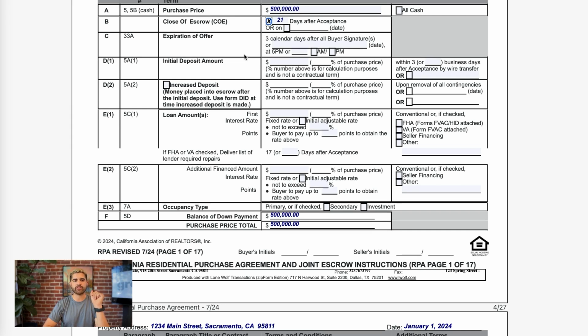The expiration of offer is typically 3 days after you sign, unless we're in a really tight situation or something like that. We can be a little bit lenient on the expiration, but that is the standard. And I usually leave that there.